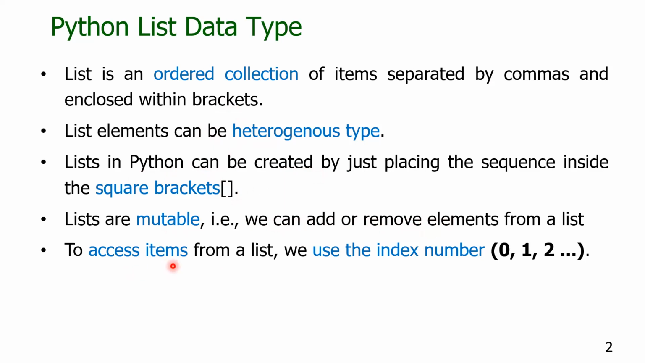To access items from a list, we use the index ranging from 0 to n-1, where n is the number of elements in the list. Index 0 refers to the first element in the list. Index 1 refers to the second element. Index 2 refers to the third element of the list, and so on.